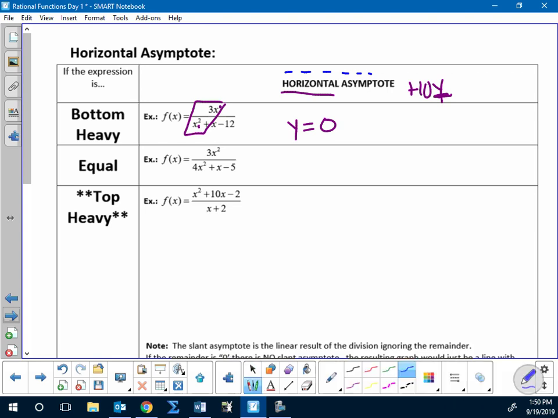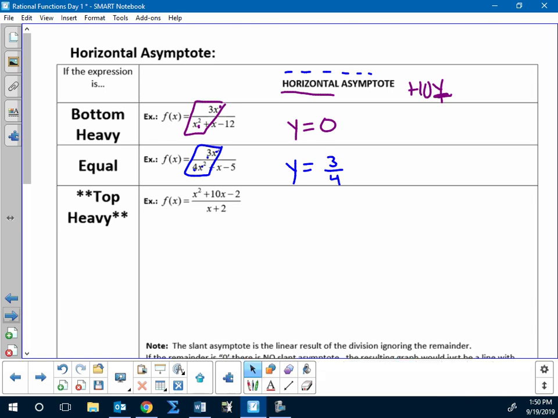If your exponents are equal, so here, if you look at your highest exponent, we have 2 and 2. They are the same. They are equal. If they're equal, we're just going to divide those numbers in the front and create our horizontal asymptote equal. So I'm going to take 3 divided by 4, which is just 3 over 4. And that's my horizontal asymptote if the exponents are equal.